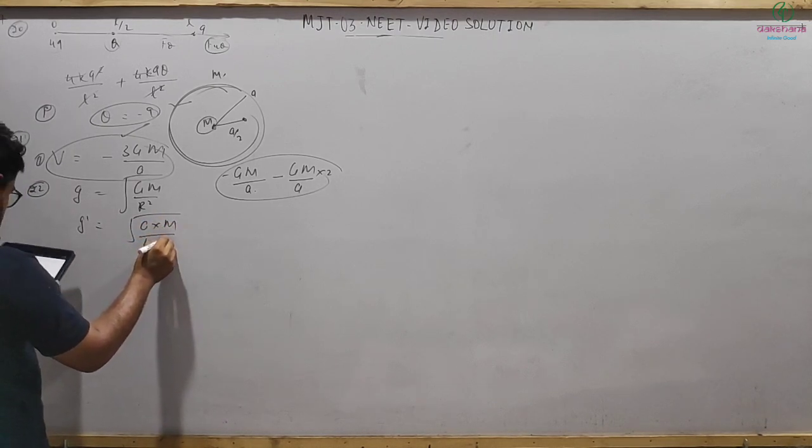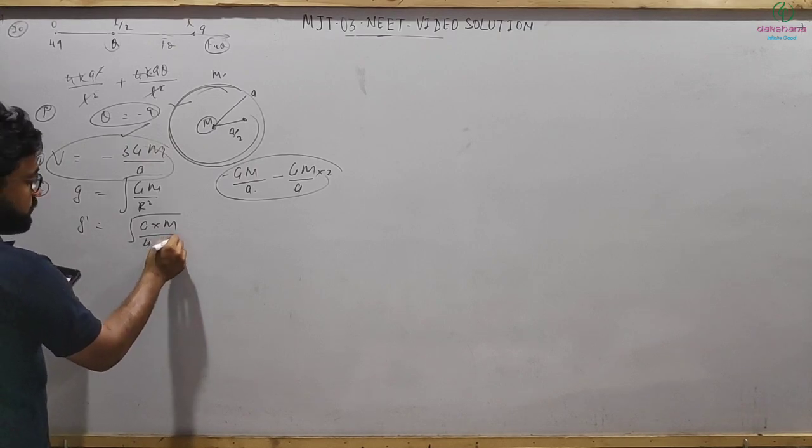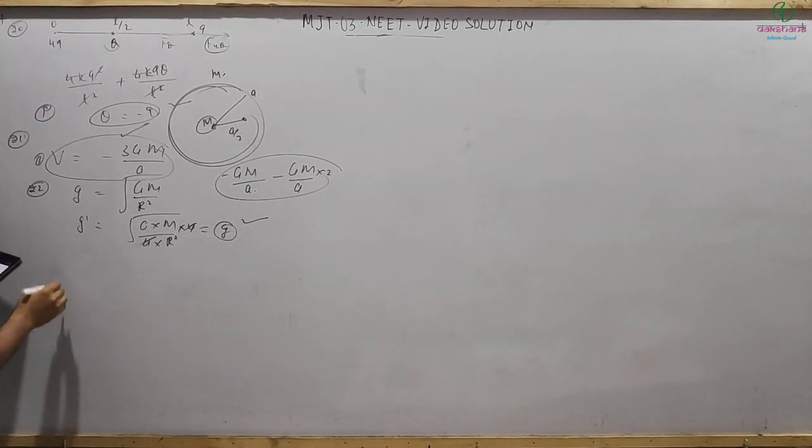Radius is how much? Half, so it's R square into 4, so it's basically the same g. So with the same g, the weight will also be the same, so 200 kg, matching with option number 2. Question number 23.